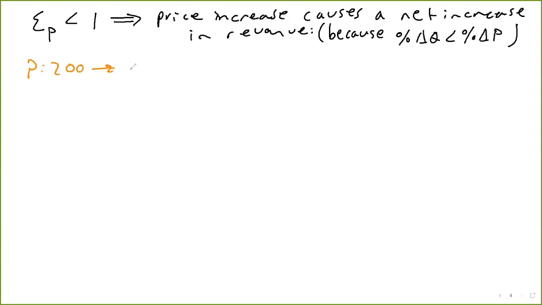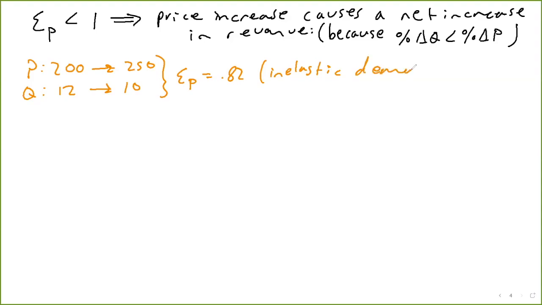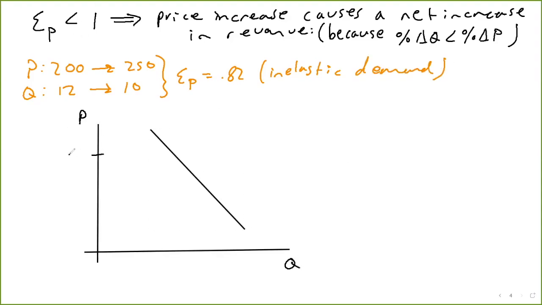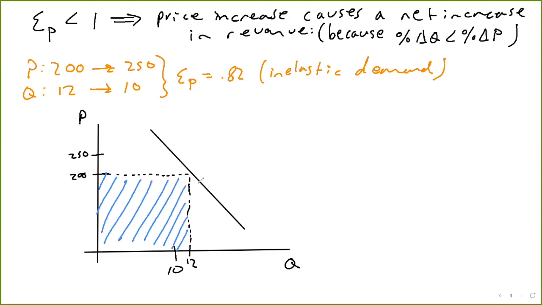This time, the price still goes from 200 to 250, but let's say the change in quantity is less. So before it was 8, now let's say it's 10. And this implies an elasticity of demand of 0.82. So we have inelastic demand. And let's look at this graphically. So at a price of 200, we're still selling 12 units. And again, our total revenue is represented by this box here.